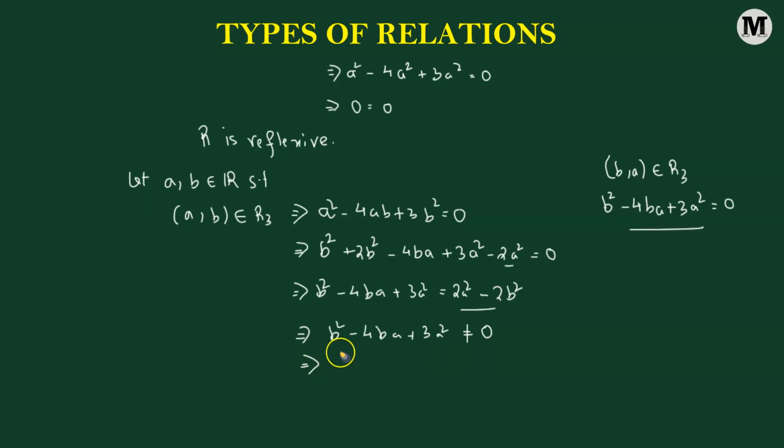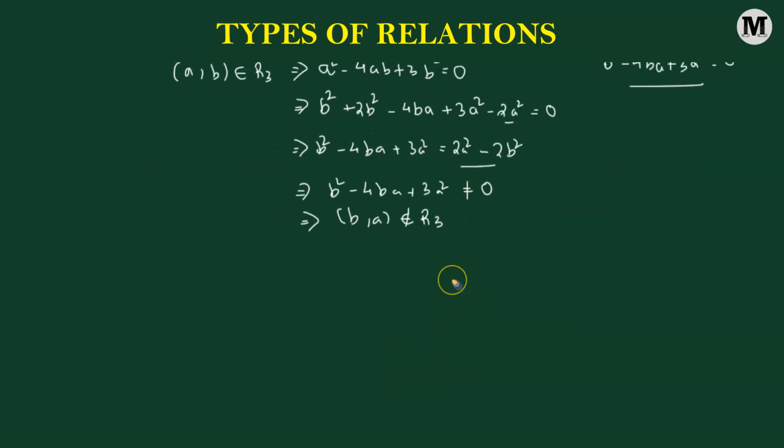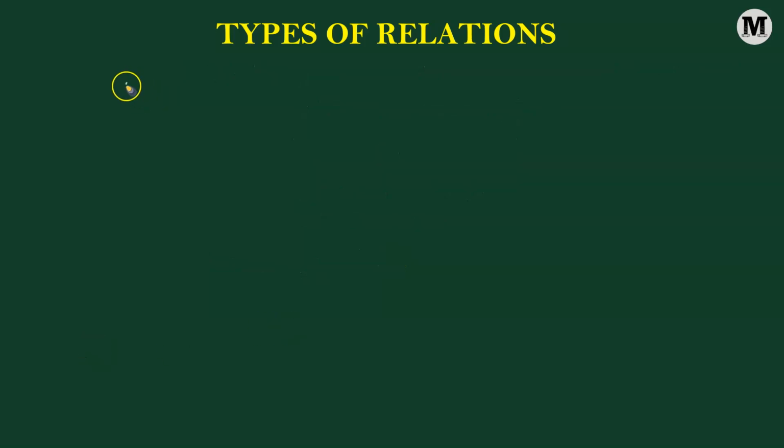This simply means that the ordered pair (b, a) cannot belong to the relation R3. If it cannot belong to R3, then we can immediately say that our given relation R3 is not symmetric. This is not a symmetric relation on the set of real numbers. Okay, now let's check for transitivity.